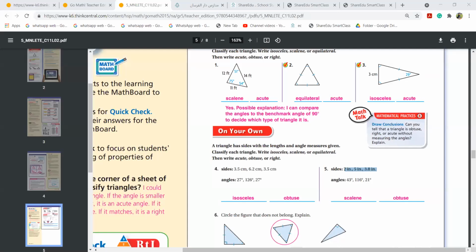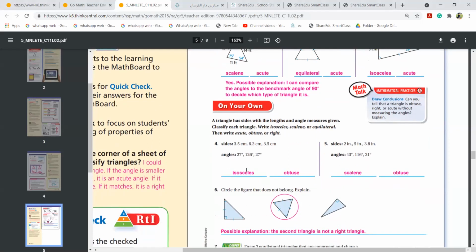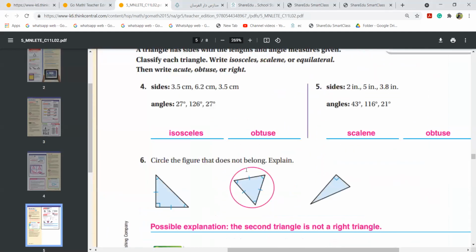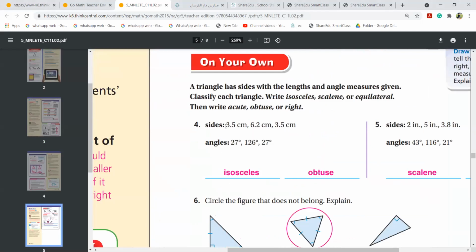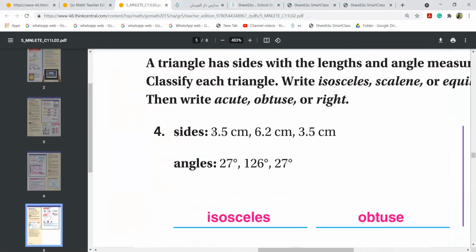Okay, Jury, listen to me. I will try to do it with you. Tell me the sides. 3.5, 6.2, 3.5. How many sides are equal here? There are three sides, 3.5 centimeters. Oh, 3.5. Yeah, there are two sides, right? Yes. 3.5, so there are two sides. The third side is different. So if two sides are equal, it is called isosceles. Always.